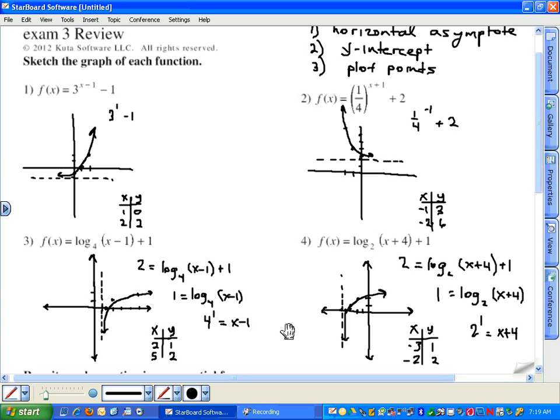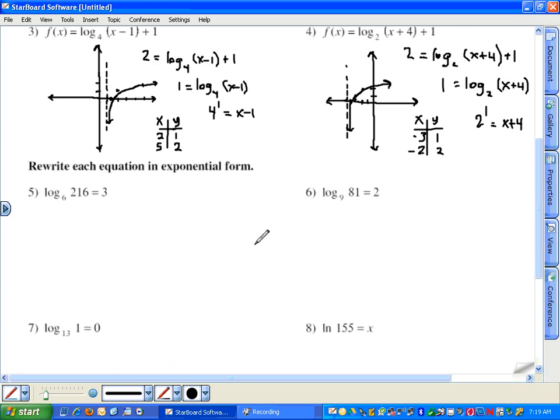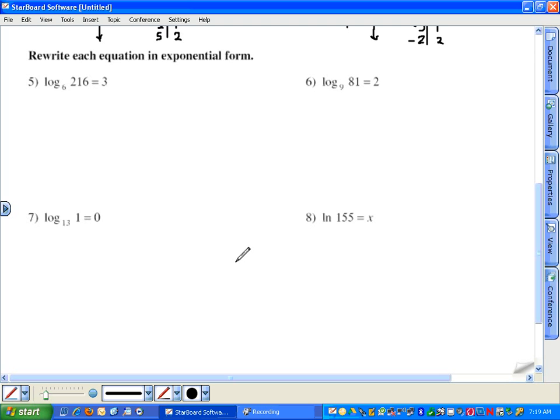And there's the graph, the graphing section. Okay. Next section is probably the easiest section on the test. It's just rewriting each equation in exponential form. The exponential has to have the same base as the logarithm. So since this has a base of 6, we're going to use a base of 6. This is our exponent, 6 to the third.